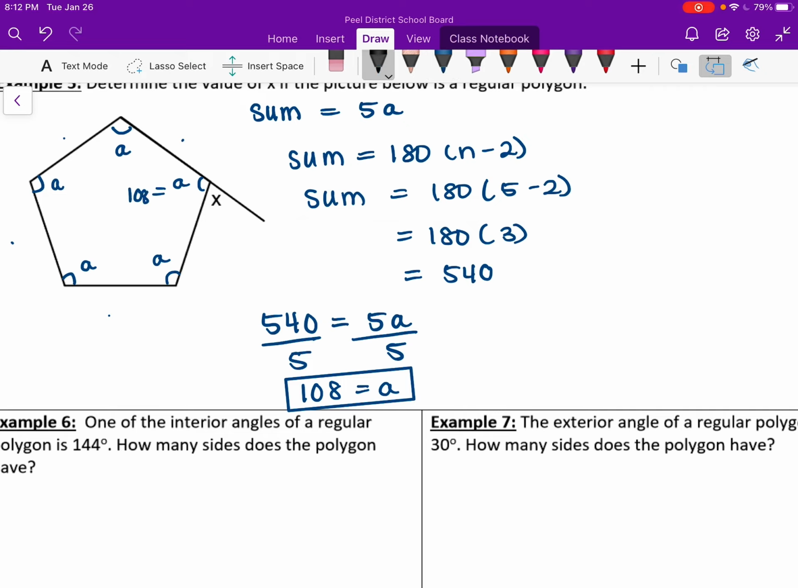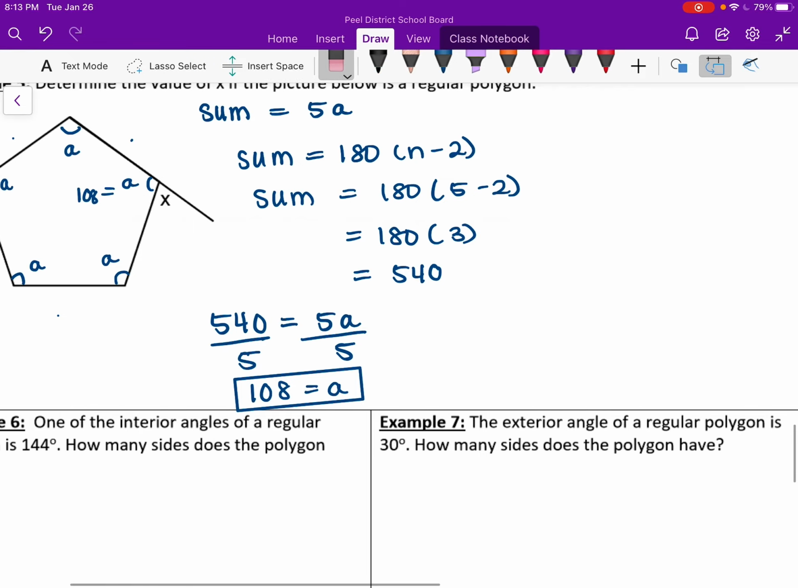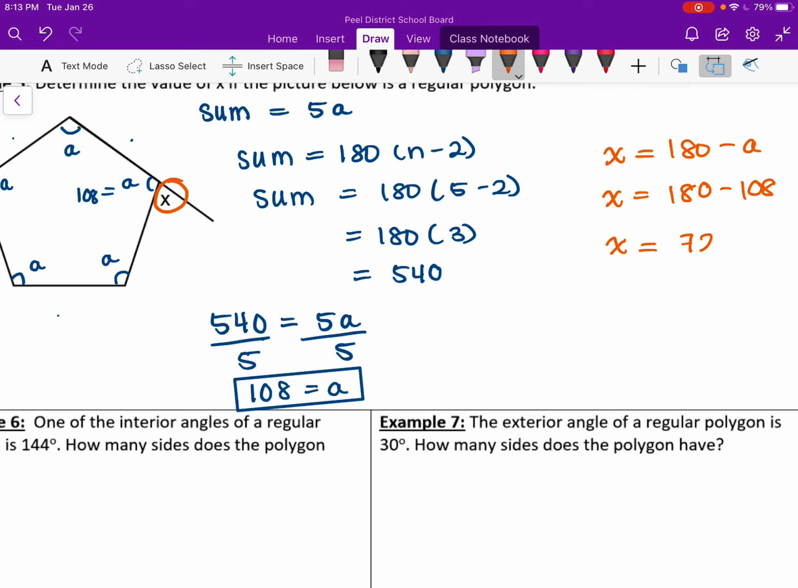Now, I know this angle here, so I can easily find this angle here using my supplementary angles rule, right? So if I'm going to find my x, I know that x is going to equal 180 minus a, right? Which is going to give me x is equal to 180 minus 108. x is equal to 72. And that's my answer.